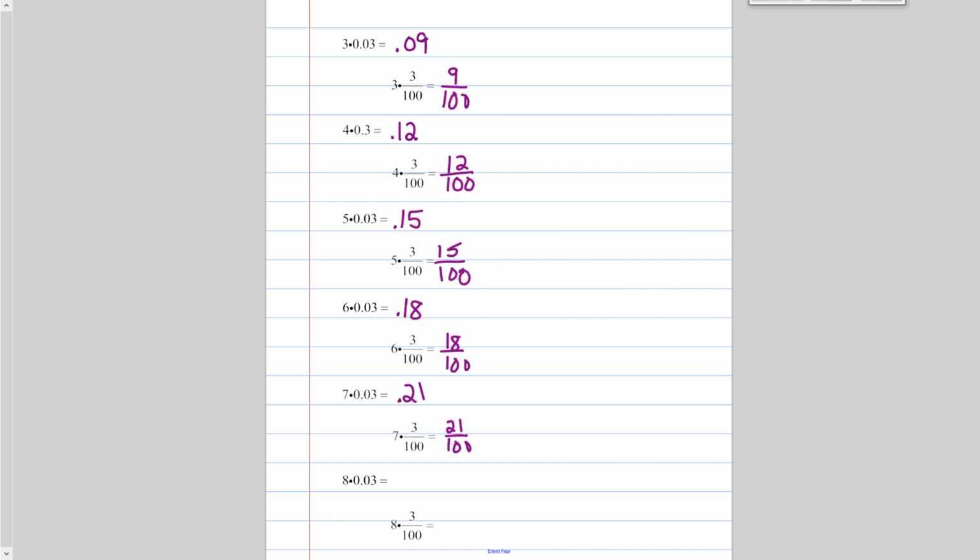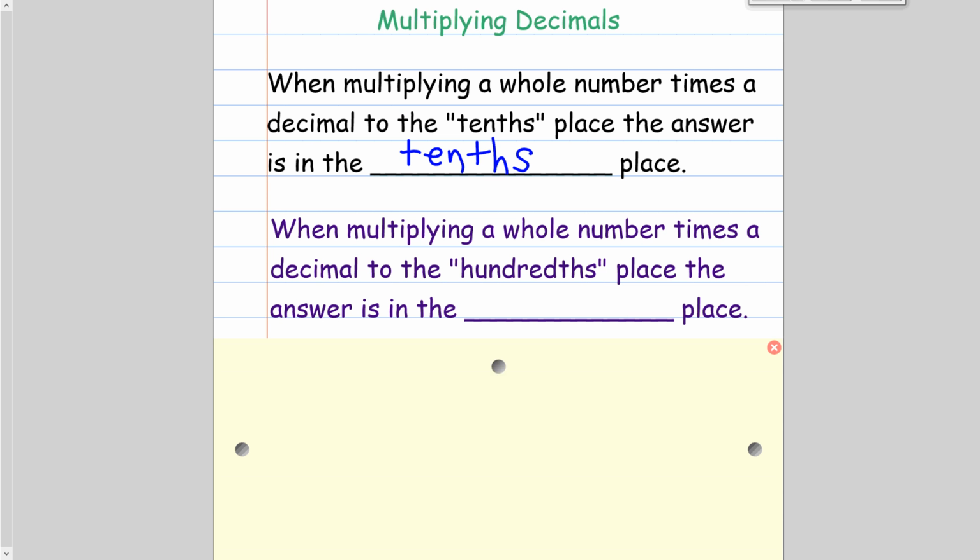So remember, on this page, we did all multiplying by decimals in the hundredths place. And our answer was always in the hundredths place. So as a review, when we multiply a whole number times a decimal to the hundredths place, the answer is in the hundredths place.